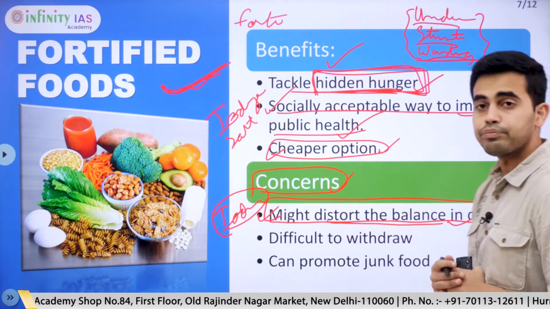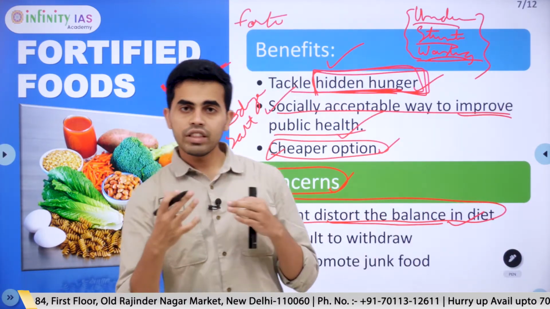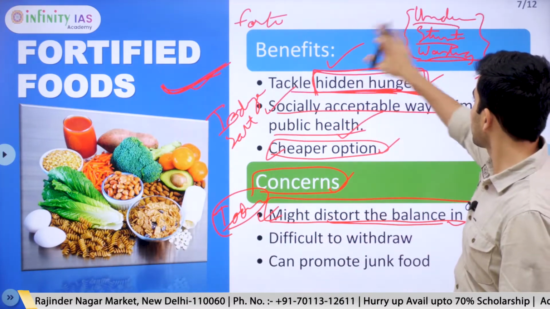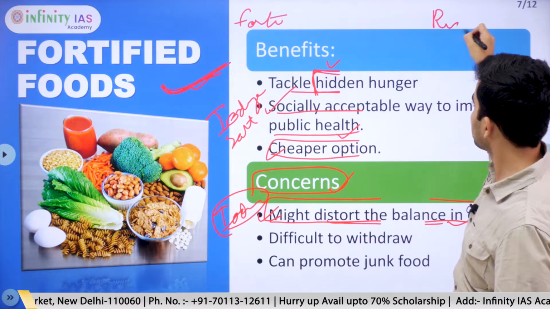At the same time, if we say that we have fortified rice with iron, but we all know that rice is rich in carbohydrates.